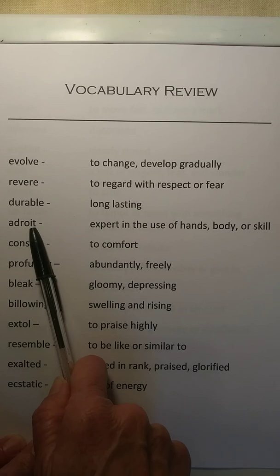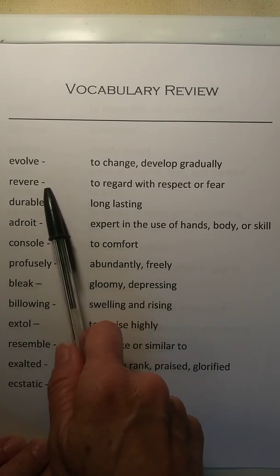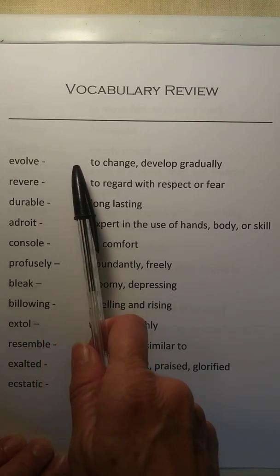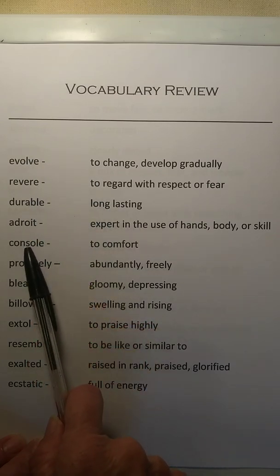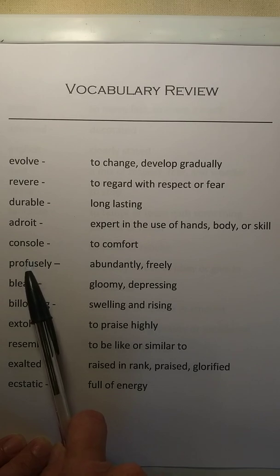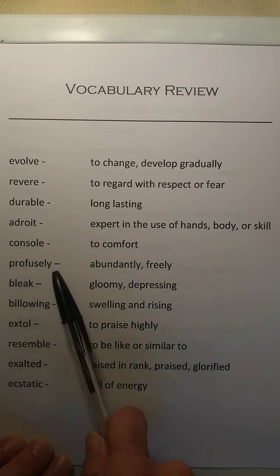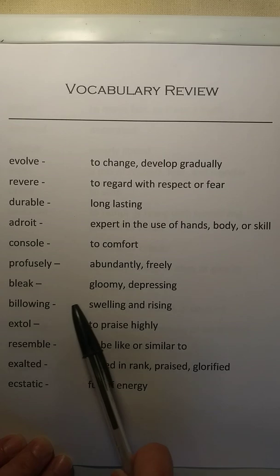And part of your homework tonight will be to do a vocabulary crossword puzzle, and that will include these new words, as well as some of the older ones that you've had before. Profusely, which means abundantly or freely, billowing, swelling and rising.